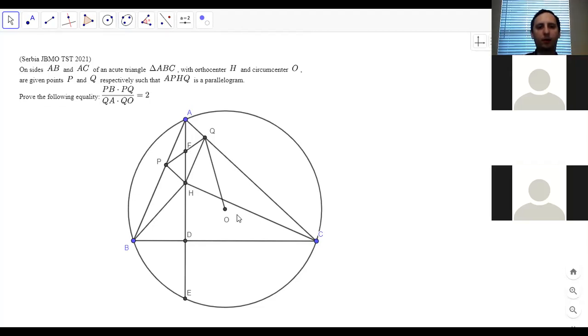So we want to show a spiral similarity takes one to the other. So that's the same as saying that QFH is similar to QOC. And so one of those angles we could show is the same by an angle chase. And then if we can show FH over QH, so it's easy to show by an angle chase that angle FHQ equals angle OCQ. And then I think we could also probably show that FH over QH is OC over CQ.